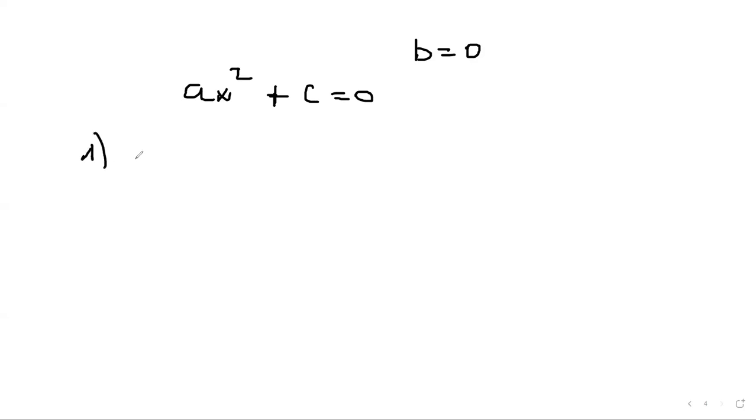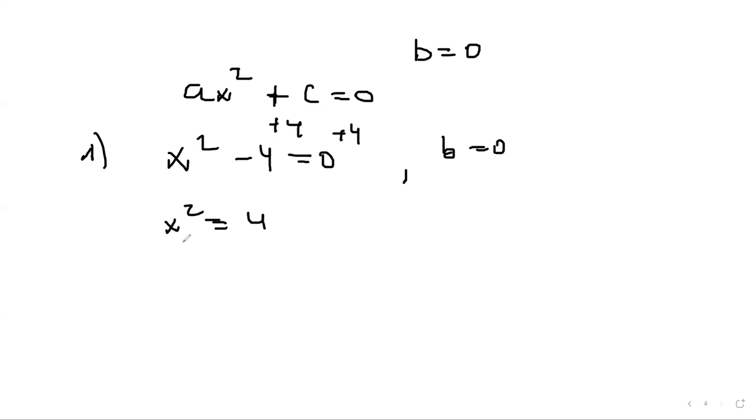For example, let's look at the first example: x squared minus 4 equals 0. You may notice here already b is 0. We can have different ideas here. We add plus 4 to both sides and get x squared equals 4. And we know that if the square of a number equals 4, it means that this number is either 2 or -2. So the equation has got two solutions, -2 and 2.